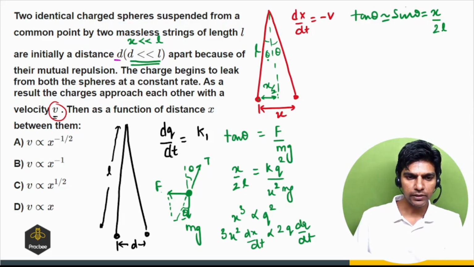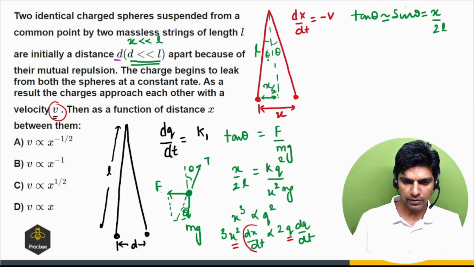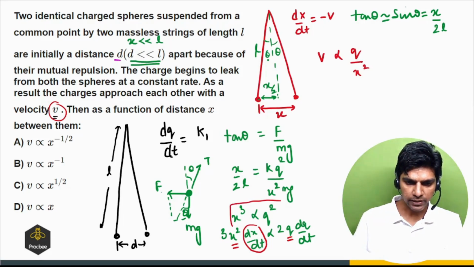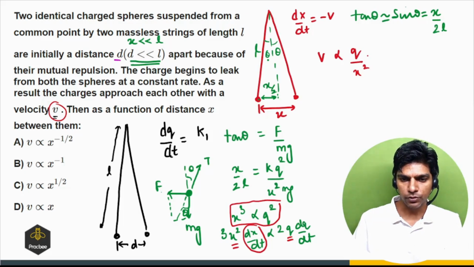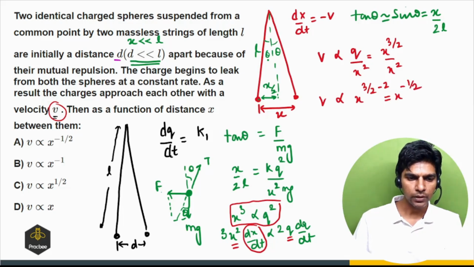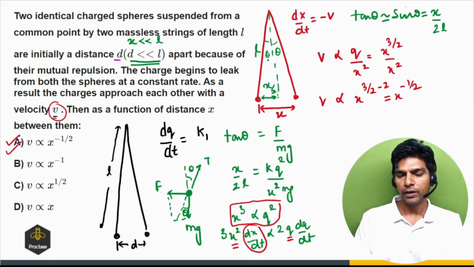So if we further simplify this, here we have q and here we have x square. So we can say dx by dt, this can be written as v. So v will be proportional to q divided by x square. Now if you look at this proportionality, we can write q as a function of x. So q can be written as x raised to power 3 by 2, and we have x square in the denominator, so we can say v will be proportional to x raised to power 3 by 2 minus 2, and that will be x raised to power minus 1 by 2. So if you look at the options, option A is the right answer. I hope this question is clear to you.